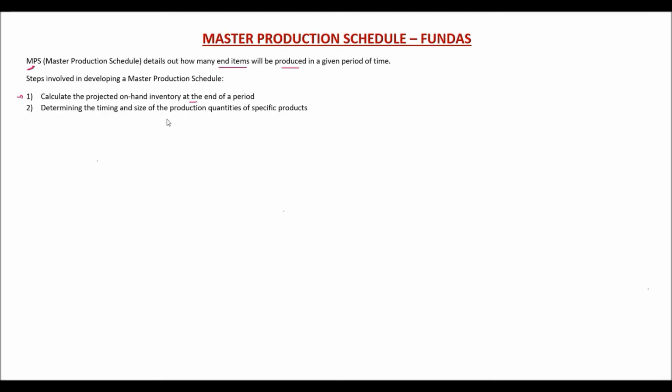Next is determining the timing and size of production quantities of specific products. Now if we determine that there is less inventory and demand is going to exceed in a certain period, then that means that we will have to plan the production. And in order to plan the production, we will need the size of production, that is how many items do we require, and the timing, that is when is it required to be produced. So now let's look at each of these steps in detail.